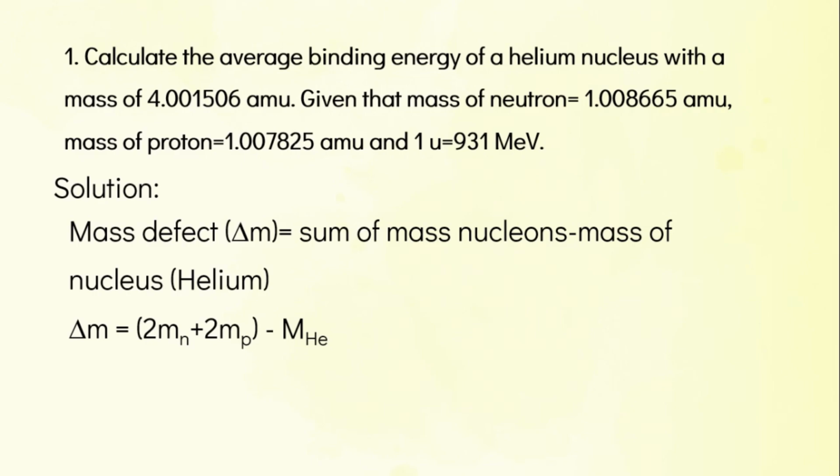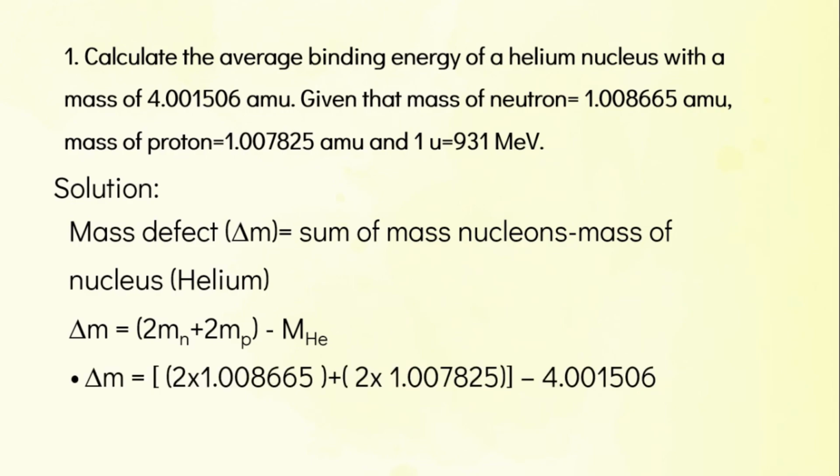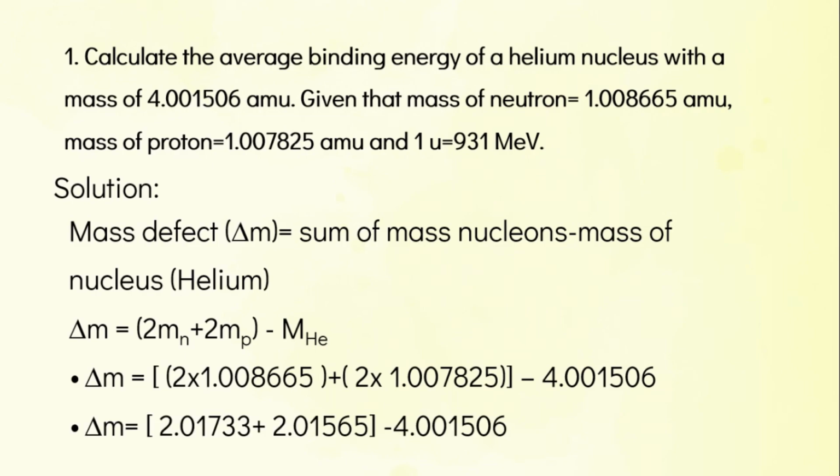Mass defect, we have 2 mass of neutron and 2 mass of proton because we are dealing with helium here, and we are going to find the mass defect. We put in the values and then we get 0.031474 universal atomic mass unit. So now we are asked to find the average binding energy. Before that we have to find the binding energy.